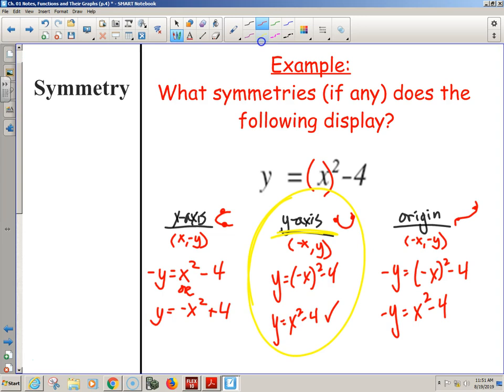If you're curious what I did, either I added the y and subtracted the x squared, added the 4, or I multiplied both sides by a negative. But either way, not the same. Not the problem. And isn't this the same problem?